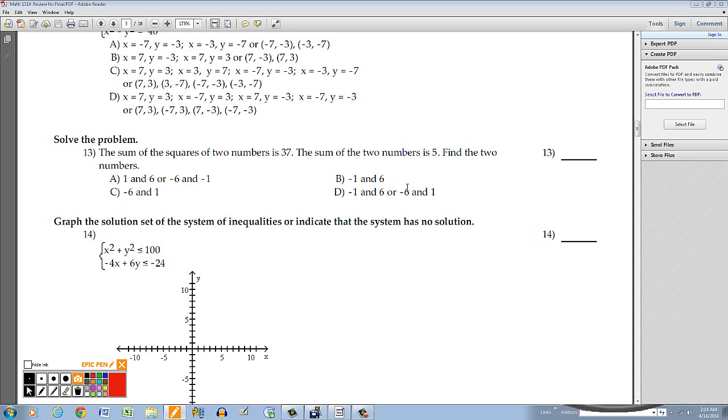That's not going to work out. And of course, obviously this one here, -6 and 1 is 5. Okay, so just by process of elimination, it has to be B. -1 and 6 is 5. And then -1 squared is 1. 6 squared is 36. 1 and 36 is 37. That checks.